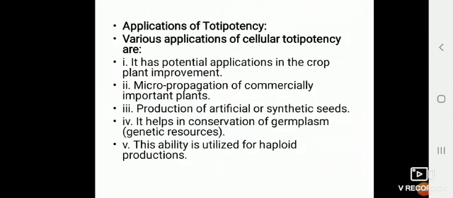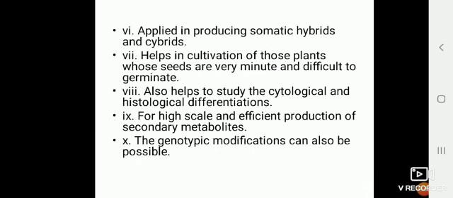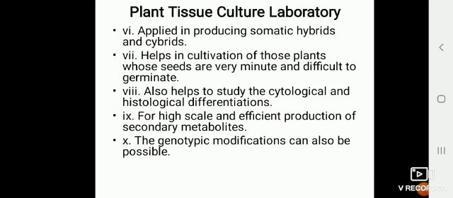Applications of totipotency. Various applications of cellular totipotency are: it has potential applications in crop plant improvement, micropropagation of commercially important plants, and the production of artificial and synthetic seeds. It helps in the conservation of germplasm, that is genetic resources, and in the ability to utilize it for haploid production. It is applied in producing somatic hybrids and hybrids, and helps in the cultivation of those plants whose seeds are very minute and difficult to germinate. It also helps to study cytological and histological differentiation, for higher scale and efficient production of secondary metabolites. Genotypic modification can also be possible.